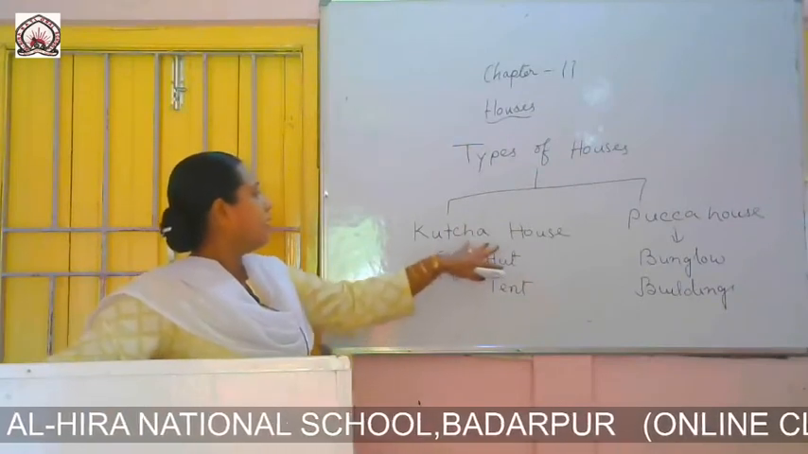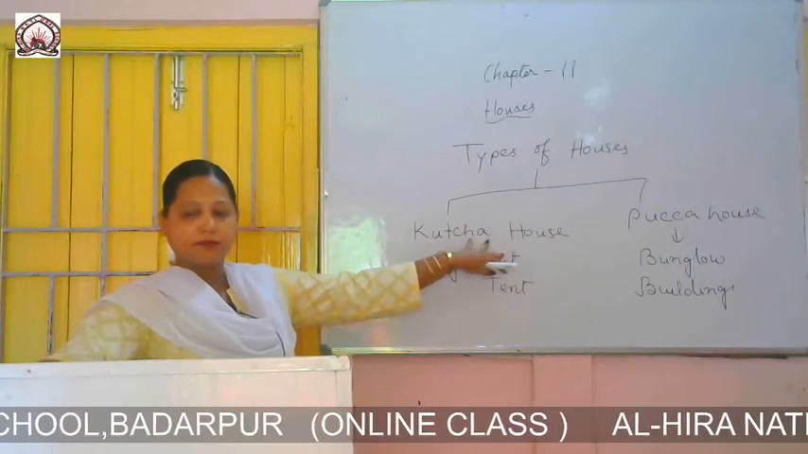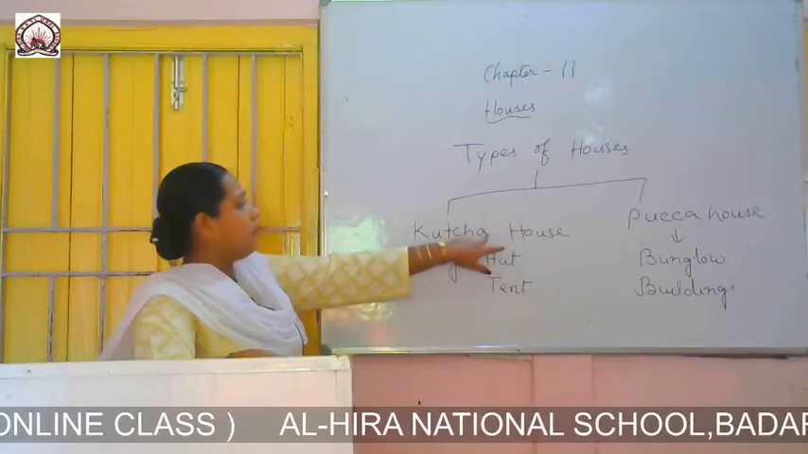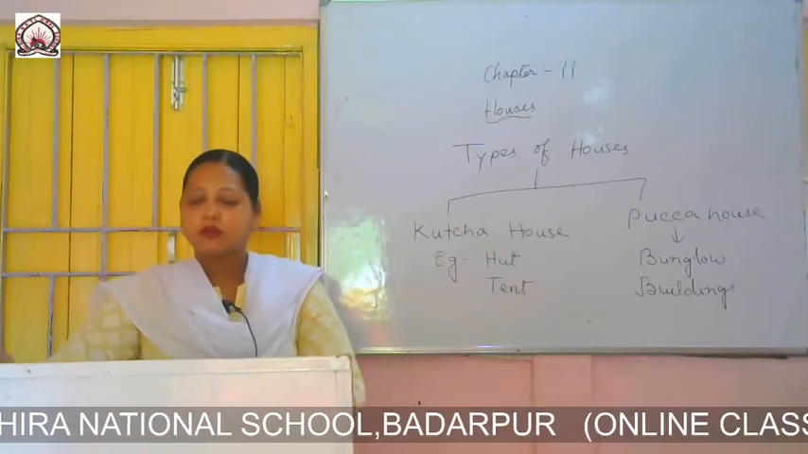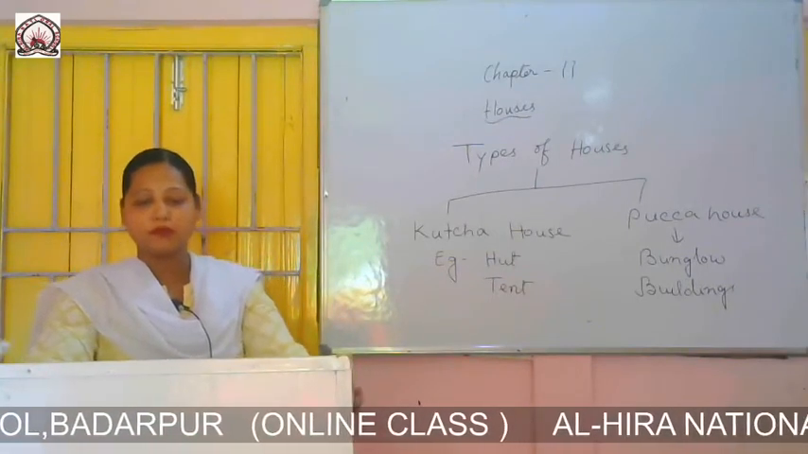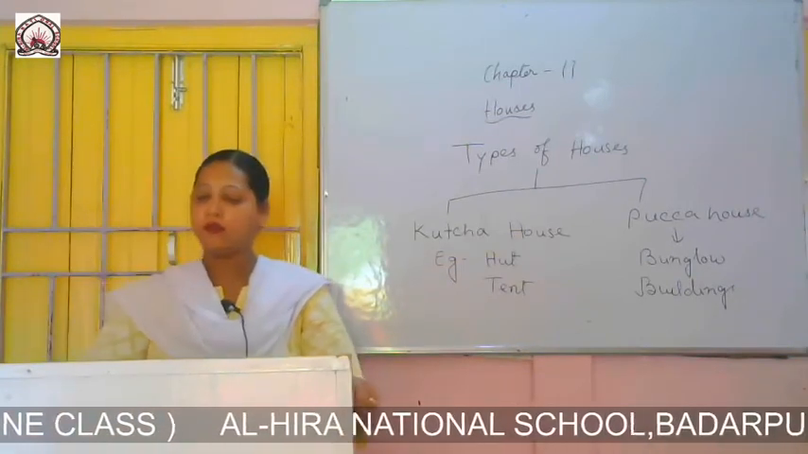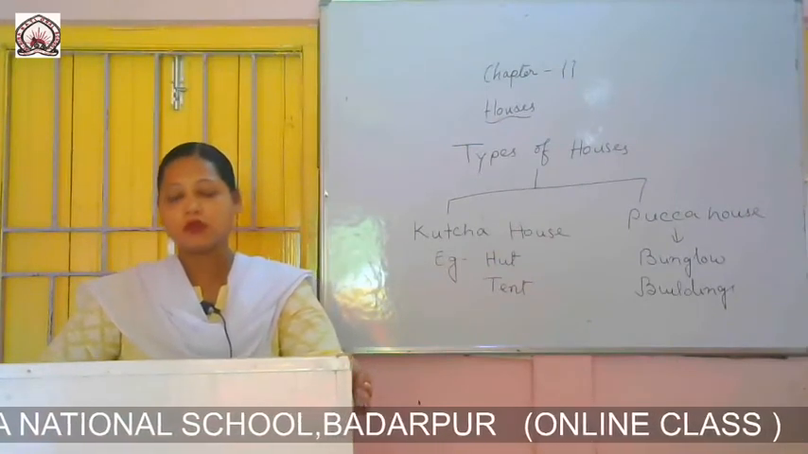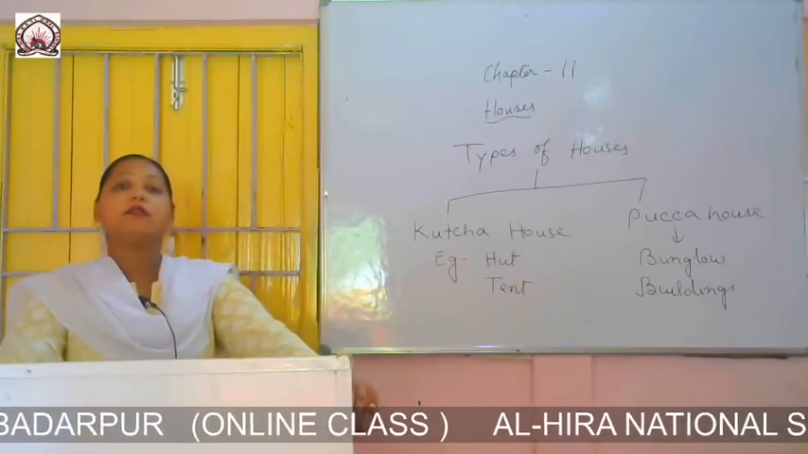So let us discuss the kacha house. What is a kacha house? A kacha house is made up of mud, straw, wood, leaves and bamboo. Kacha houses often have a sloping roof. Kacha houses are not very strong also. And generally kacha houses are found in villages.